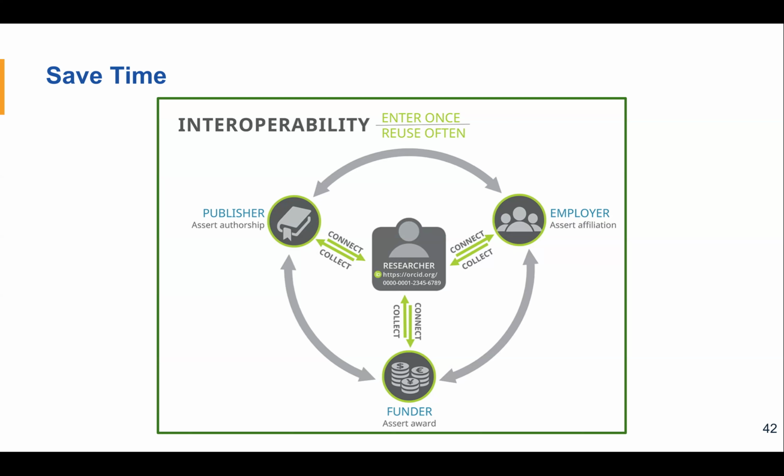So this is really that for you and the organizations that you work with. So those you're affiliated with can populate the information in your ORCID record once, and then you can reuse the information from your ORCID record when you have to provide that information to other organizations. So the idea here is to really enter the information once and then reuse it often. So reuse it when you're applying for funding, reuse it when you're submitting a manuscript for publishing. So all of that is really having the data entered once and reusing it often.